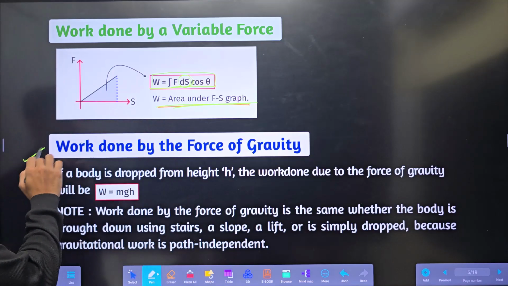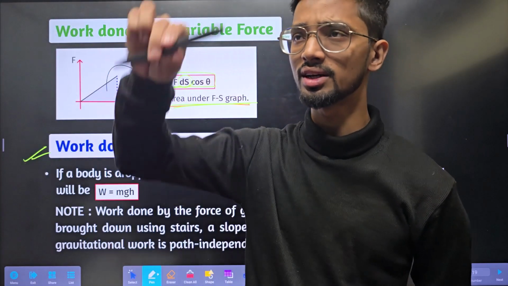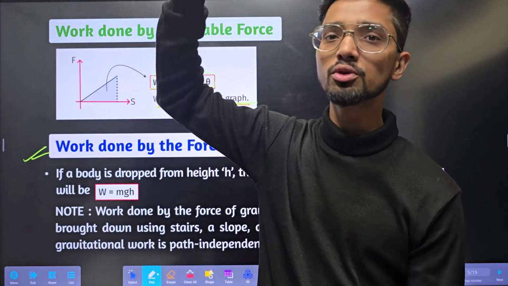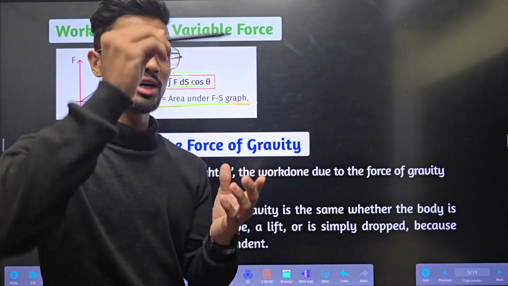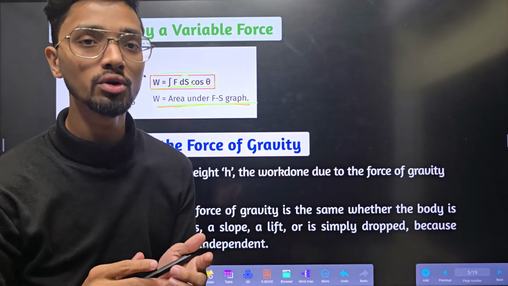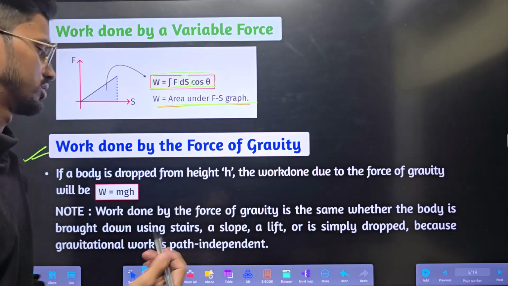Okay. So work done by the force of gravity. What is the force of gravity? Gravitational force. Simple. See, if I drop this object, it is going down. Why? Because of a gravitational force. And it is also displacing, right? From here to here, there is a displacement as well. Due to this force, gravitational force, there will be a displacement. So there will be some work. So what is that work?